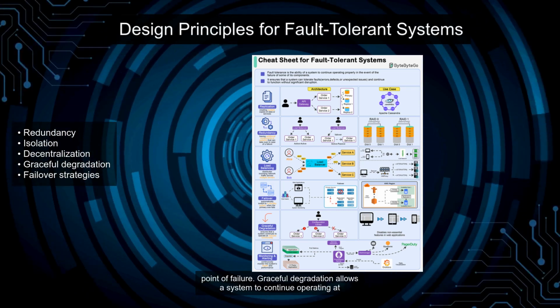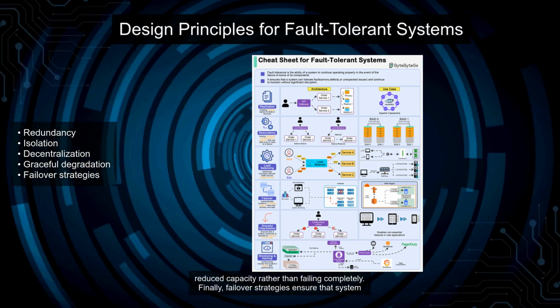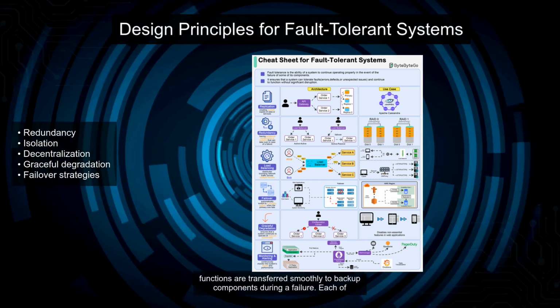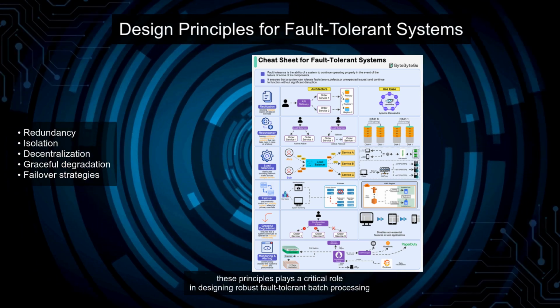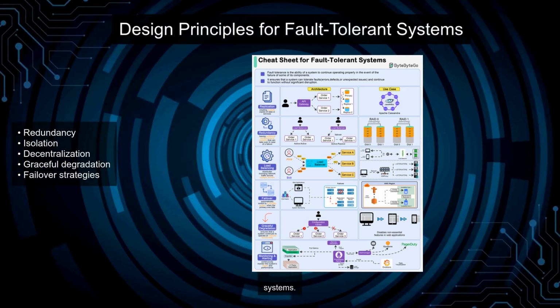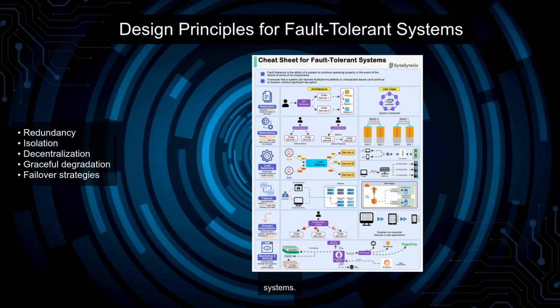Graceful degradation allows a system to continue operating at reduced capacity rather than failing completely. Finally, failover strategies ensure that system functions are transferred smoothly to backup components during a failure. Each of these principles plays a critical role in designing robust fault-tolerant batch processing systems.